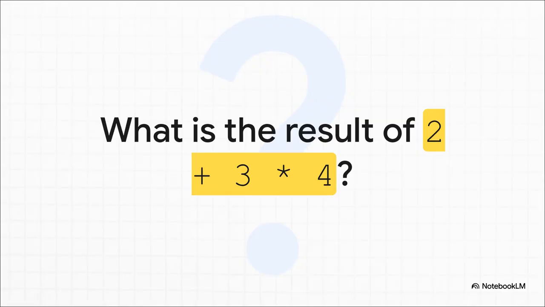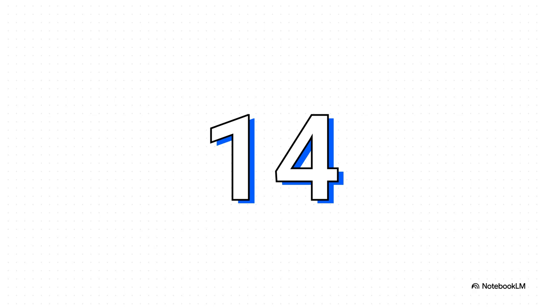Okay, quick pop quiz. Let's put these rules into action. If you see 2 plus 3 times 4, what's the answer going to be? Think about it for a sec. What does Python do first? And the answer is 14. Why? Because multiplication is higher on that hierarchy than addition. So Python zooms in on the 3 times 4 first, gets 12, and then it does the addition, 2 plus 12. And that's how we get 14.